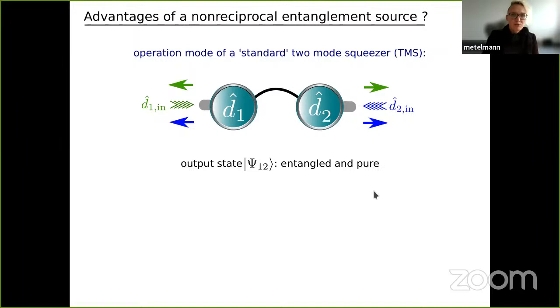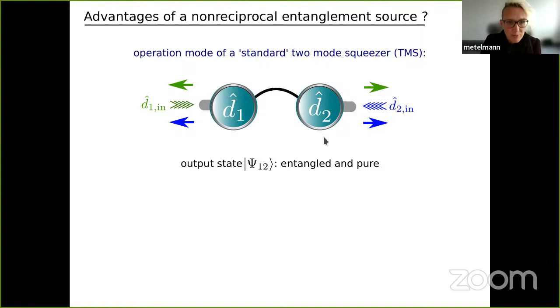So we think first of the standard two-mode squeezer. If we have this two-mode squeezing interaction between mode 1 and 2, the seeds for the entangled photon pairs are exactly the vacuum inputs in mode 1 and mode 2, and then the output will be this entangled state, and it's pure. So this is nice. But what happens now if we actually don't inject vacuum? Perhaps our seed is some thermal input.